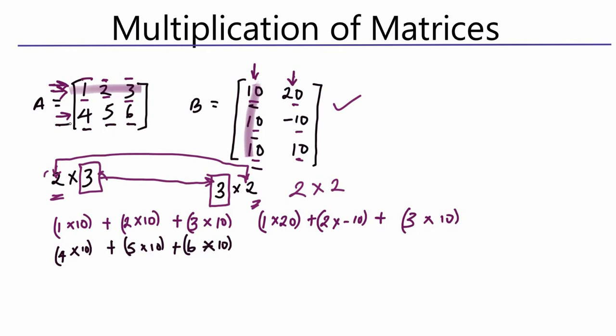So again, the second row multiplied now by the second column in the second matrix, so that we have 4 multiplied by 20. We add these to 5 multiplied by minus 10, so 5 multiply this by negative 10, and lastly we add 6 multiplied by 10, so we have 6 multiplied by 10.